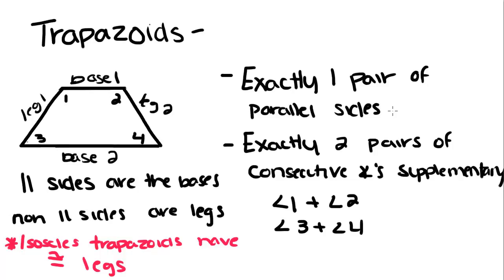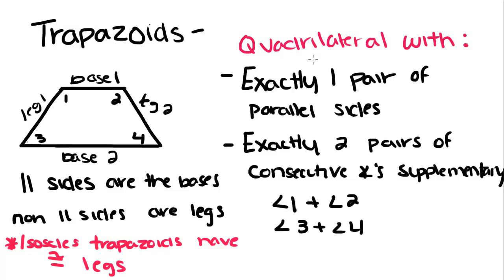Okay, so today we're going to talk about trapezoids. A trapezoid is a quadrilateral, which just means that it has four sides. So it's a quadrilateral with exactly one pair of parallel sides, right here and right here. These pair of parallel sides are called the bases. So this is base 1 and this is base 2.